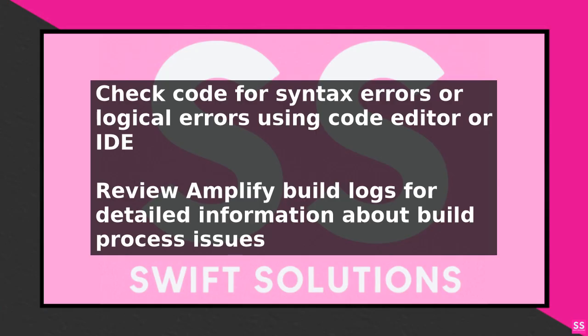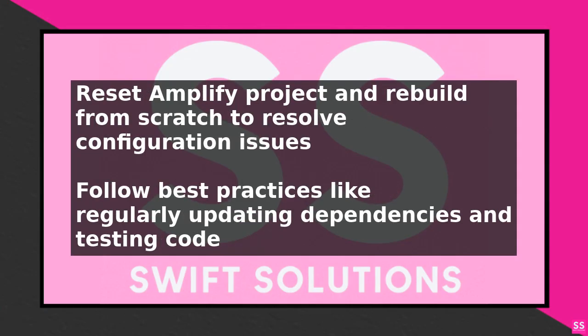In summary, debugging Amplify build failures requires a systematic approach that involves identifying the error message, checking the configuration files and dependencies, checking the code for any errors, checking the build logs, and finally resetting the Amplify project if necessary. By following these steps, you can quickly identify and resolve Amplify build failures and get your project up and running.